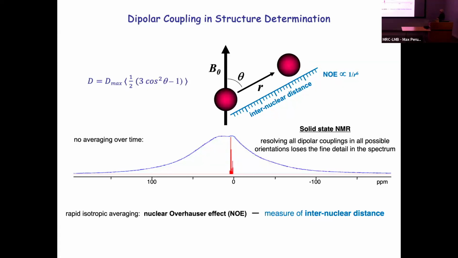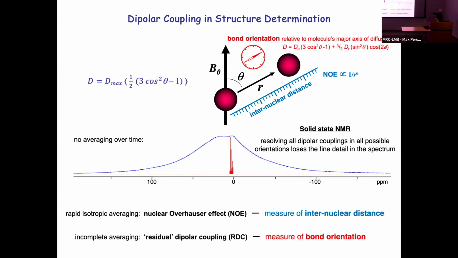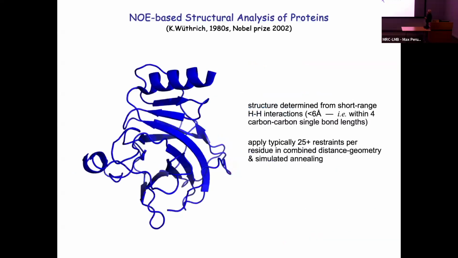If we have a pair of spins for which that distance is fixed, so let's say the dipolar coupling between a hydrogen and its directly bonded nitrogen, we know what that R value is. So that comes out of the term as a variable. And what we get is the ability to measure the orientation of this bond with respect to a global diffusion axis. And this is referred to as a residual dipolar coupling. It just gives us the ability to measure the orientation of a bond with respect to the global diffusion axis.